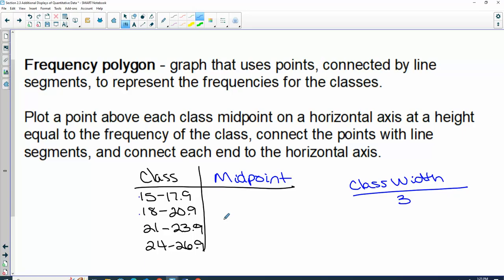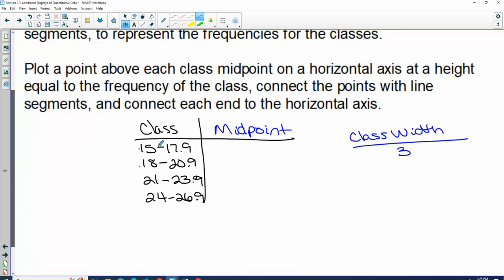Okay, if I want the midpoint of this class, it's the middle, so it's like an average. But you actually take the beginning of one to the beginning of the next. So we need the average of those. You can grab a calculator if you need to, but to find it, I'm going to do 15 plus 18 and divide it by 2 to find the middle of those two numbers. And what does that get me? 16.5. So that midpoint is 16.5.